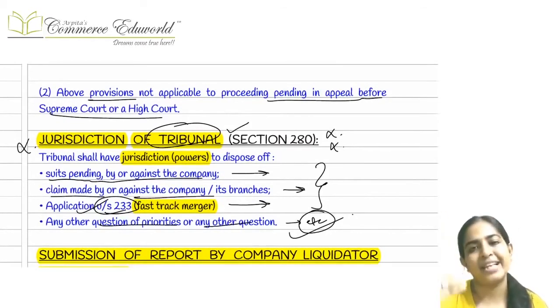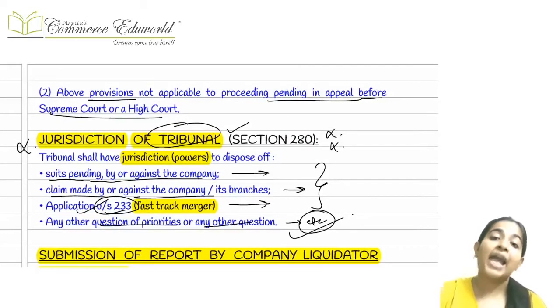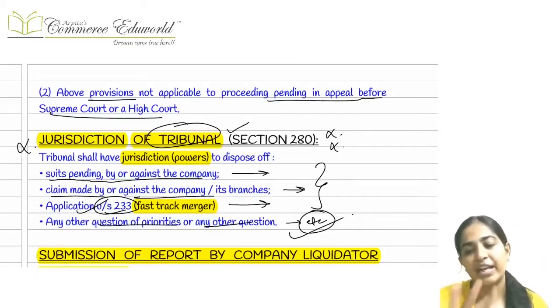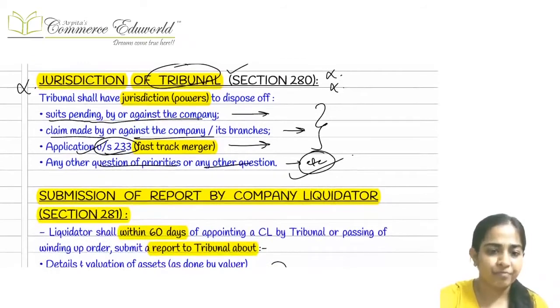So basically they are trying to say, if any case is going on in any lower court, and if you want to continue that case even while the winding up is going on, that time you will have to take the approval from the tribunal. Right?